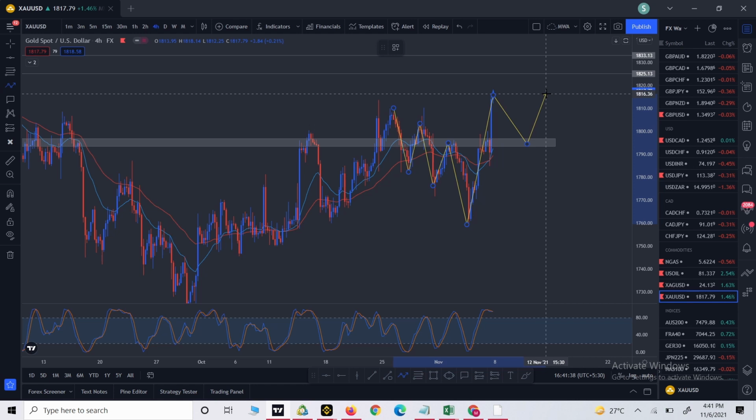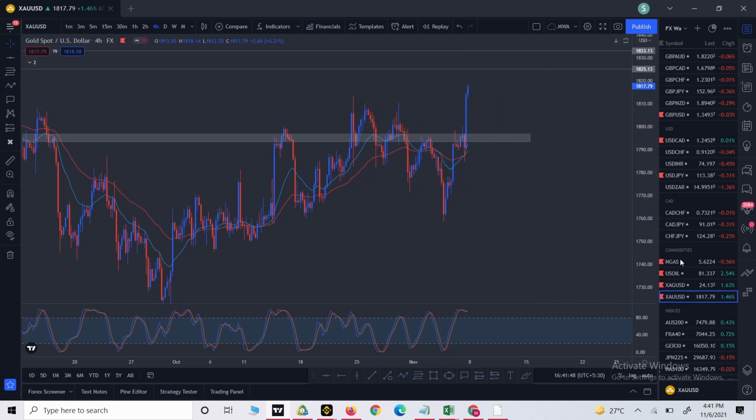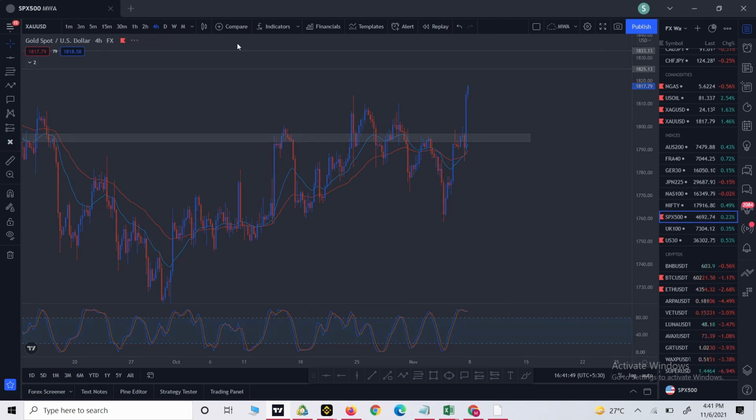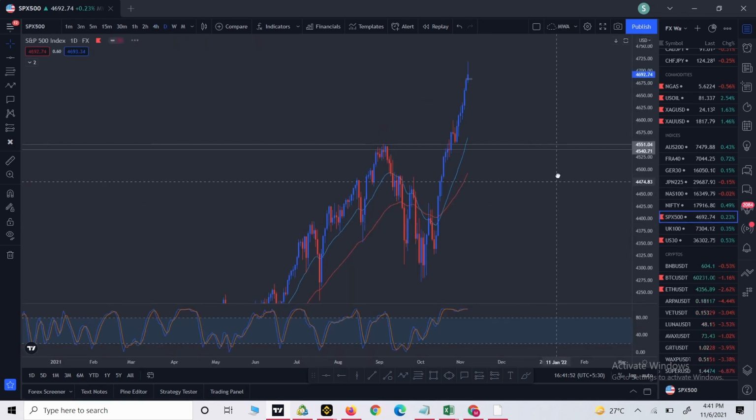Our initial target profit can be the previous high. We can extend our targets depending upon the market structure. So that's going to be the possibility on the gold. Let's talk about S&P 500 next.